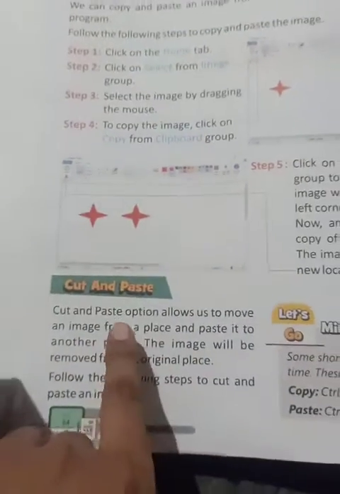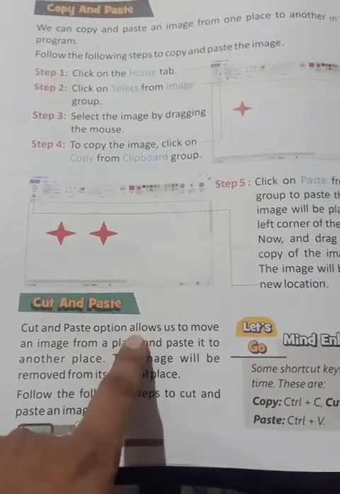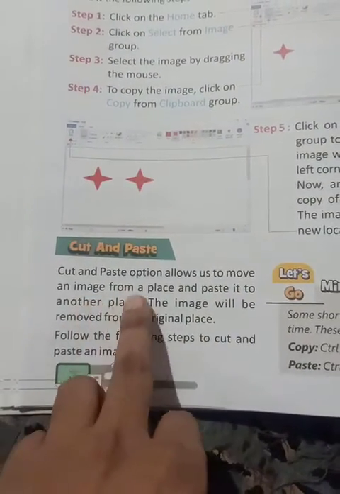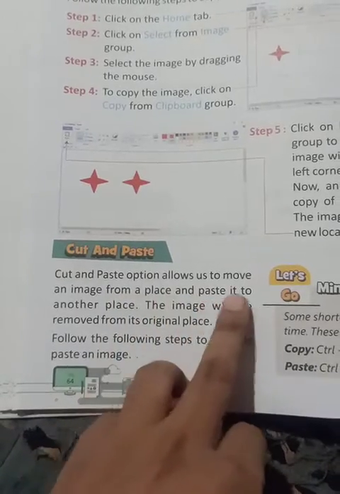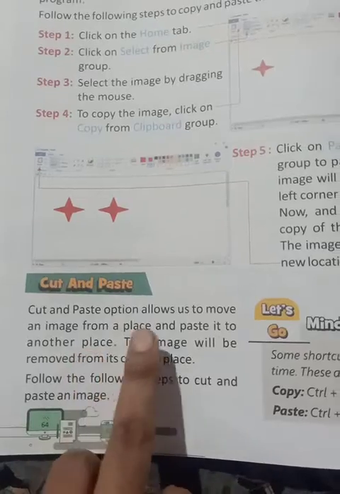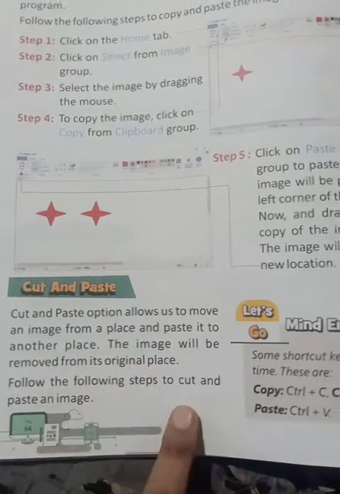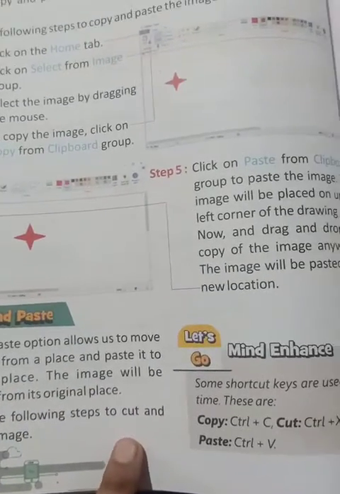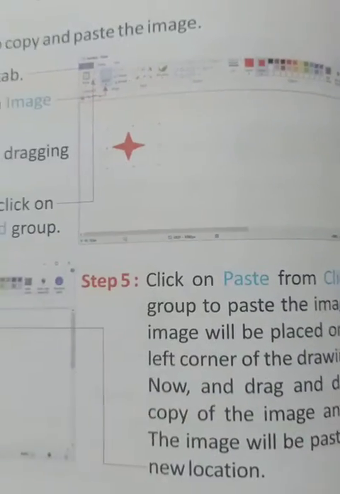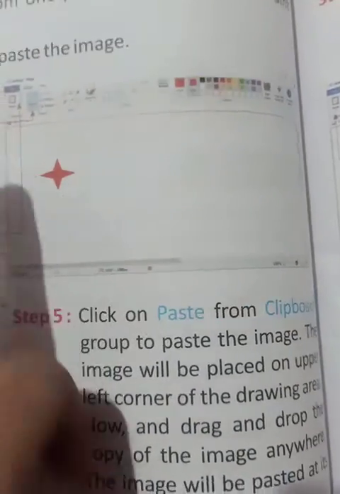Then cut and paste. What is cut and paste? The cut and paste option allows us to move an image from one place and paste it to another place. When we cut an image, the image will be removed from its original place. Means, see, if we cut this image and then paste it here, then this image will not be there.